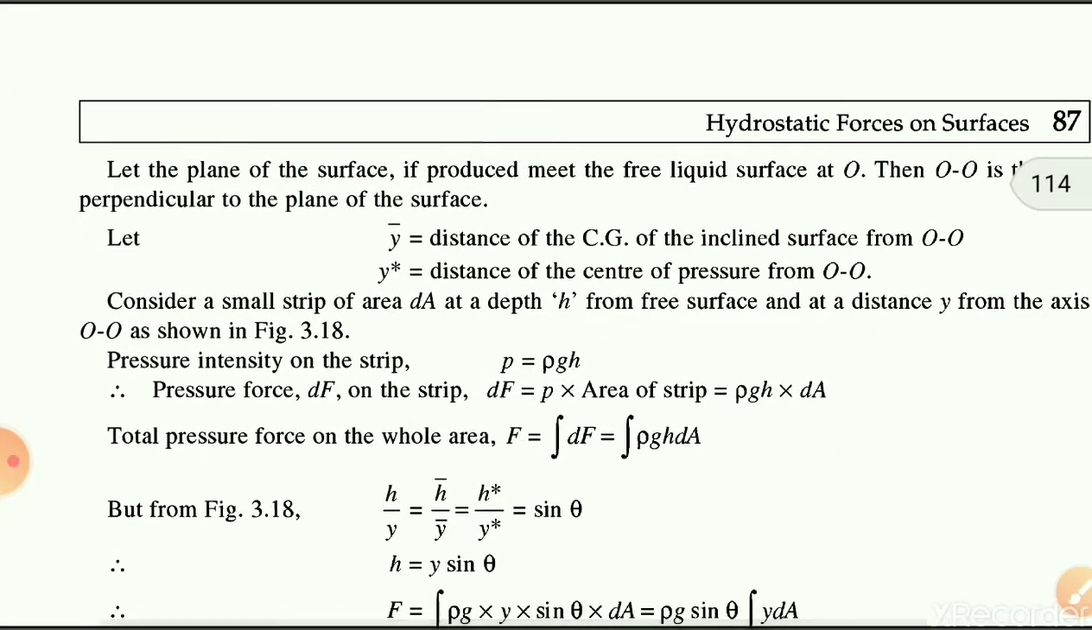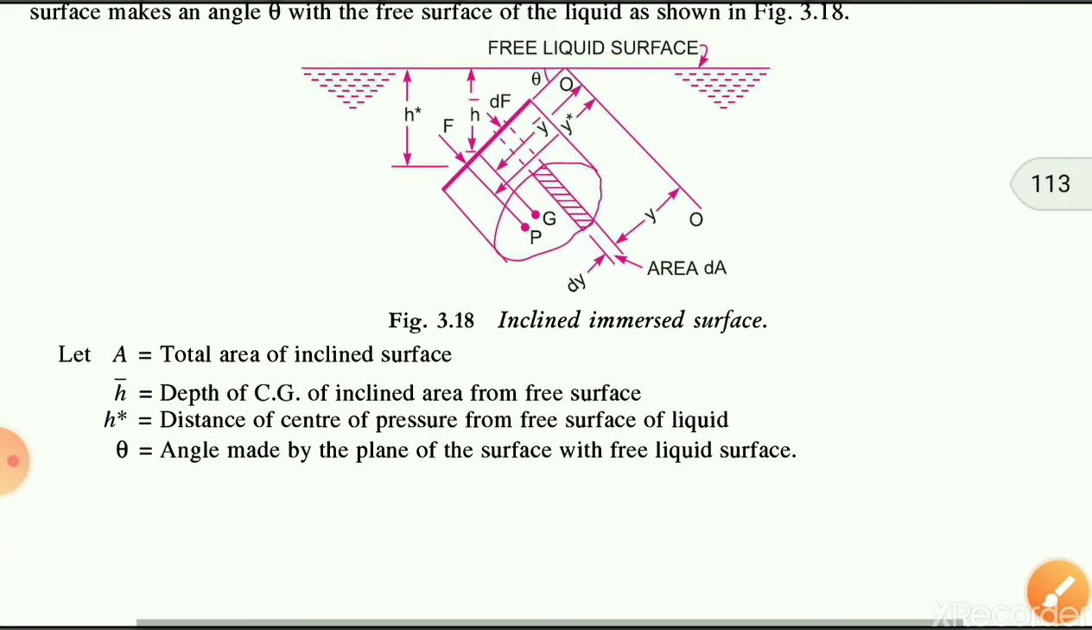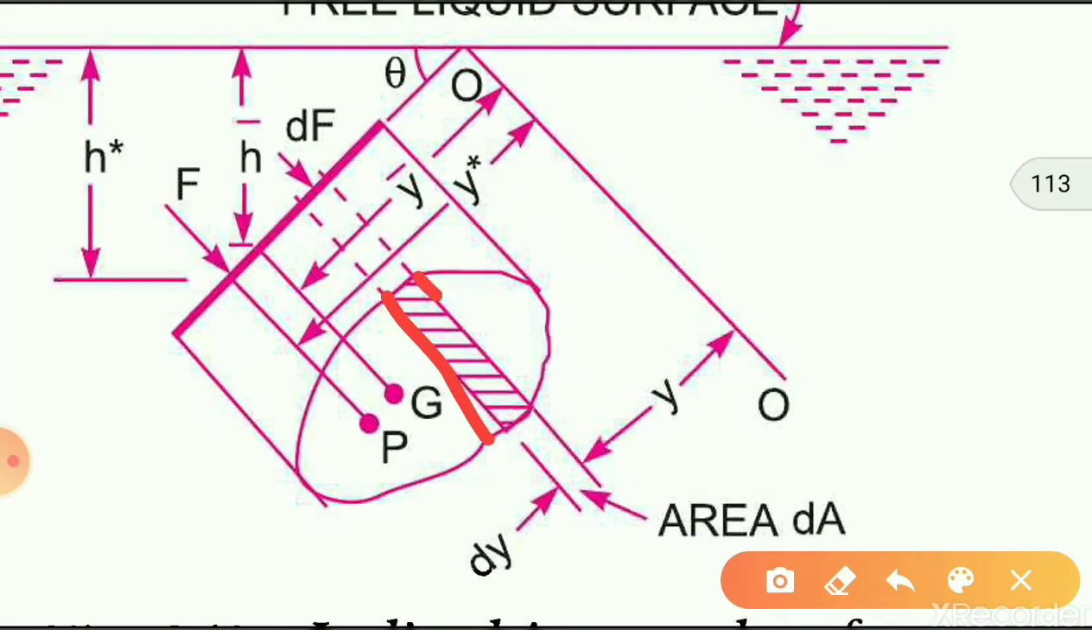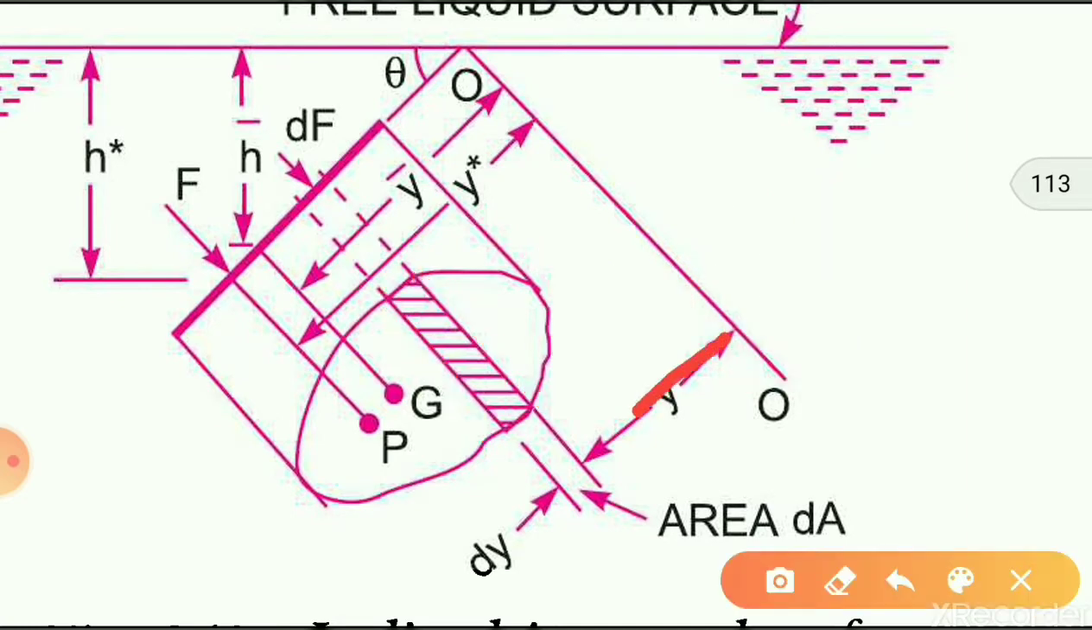Now if we consider a small strip of area dA at depth small h from the free surface of the liquid and at a distance y from the axis OO, means there is an elemental strip. This is the elemental strip, which has a width b and height dh, and it is at a distance small y from the axis OO, and it is at a distance small h from the free surface of the liquid.